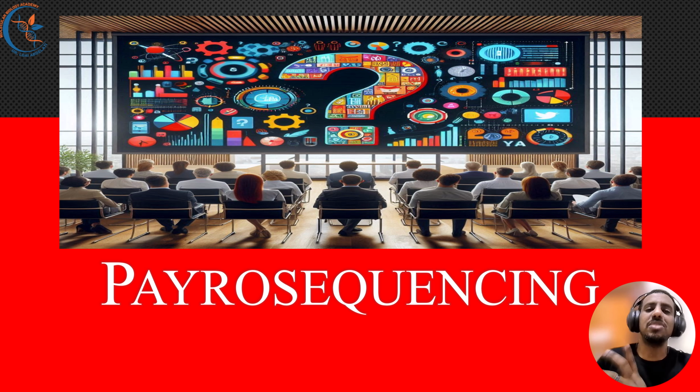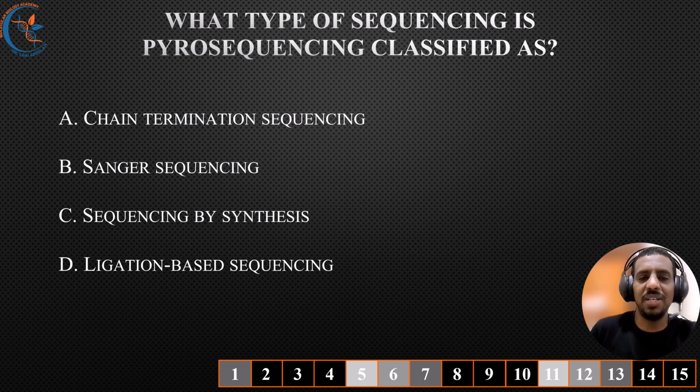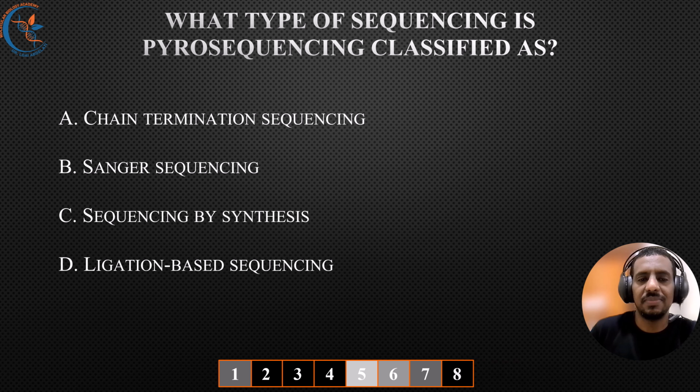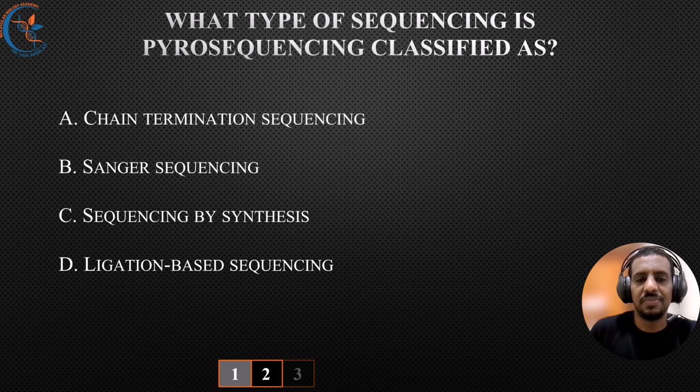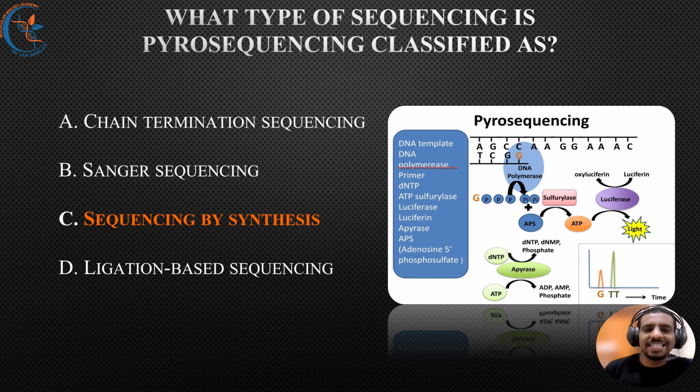All right. Now let's move to the question section and I will start with the pyrosequencing part. The first question we have today: what type of sequencing is pyrosequencing classified as? Pyrosequencing is a sequencing by synthesis method, where each nucleotide incorporation is detected through a light emitting reaction.